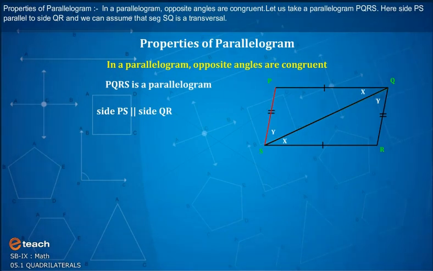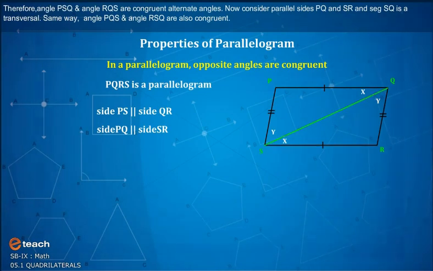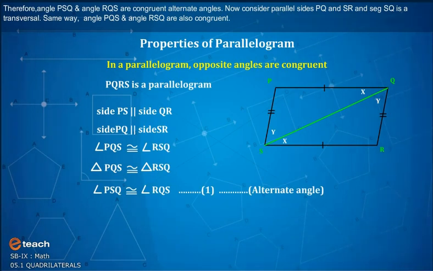PQRS. Here, side PS is parallel to side QR and we can assume that segment SQ is a transversal. Therefore, angle PSQ and angle RQS are congruent alternate angles. Now consider parallel sides PQ and SR, and segment SQ is a transversal. Same way, angle PQS and angle RSQ are also congruent.